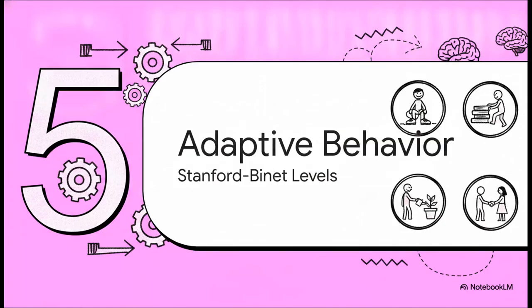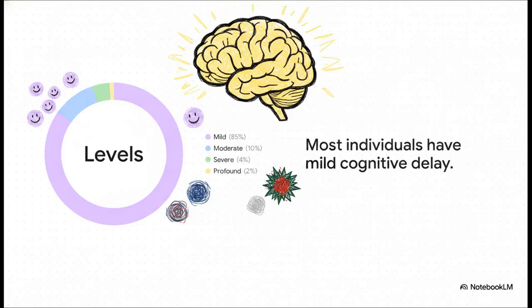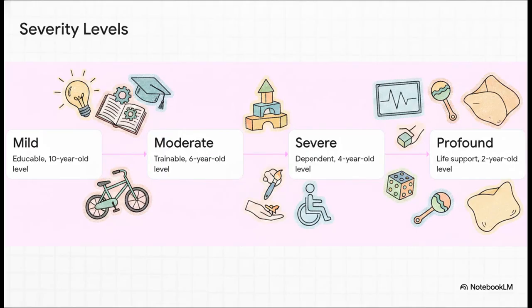Section 5. Levels of adaptive behavior. This data reveals a really crucial reality about this population. Notice the breakdown here. A massive 85% fall into the mild category. Profound cases make up only a tiny fraction, at 1.5%. So, when we discuss cognitive delays broadly, the vast majority of individuals are actually navigating the mildest form of the condition. Let's walk down this severity scale to clearly see the stark contrast in capability as the IQ drops.